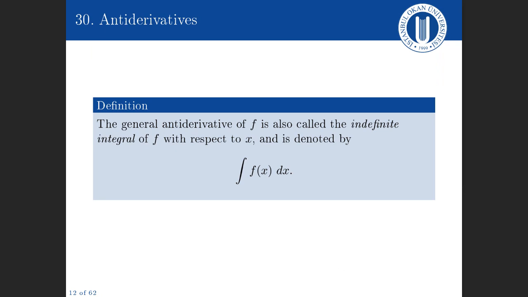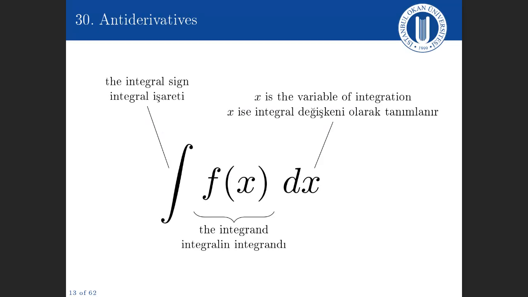We have another name for the general antiderivative of a function. It's also called the indefinite integral of f with respect to x, and it's written like this. This large or stretched letter s is called the integral sign. The function that we're trying to find the general antiderivative of, or find the indefinite integral of, is called the integrand. And the dx on the end tells us that x is the variable of integration.